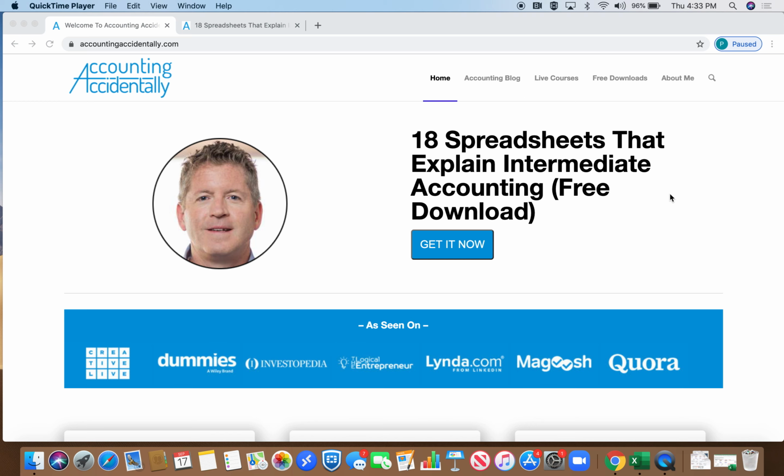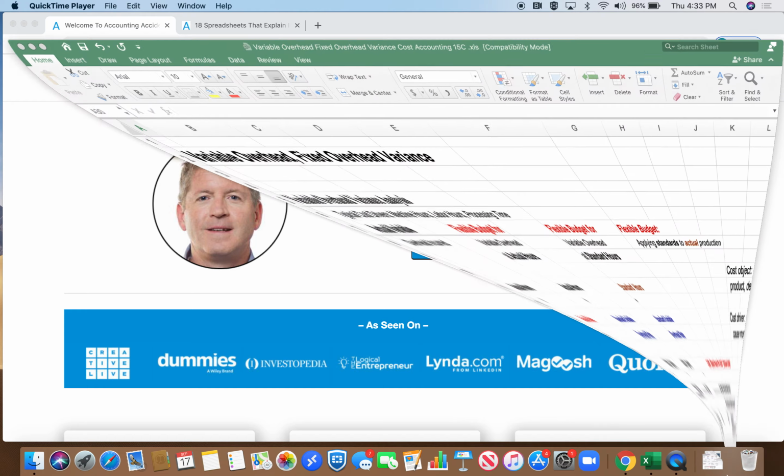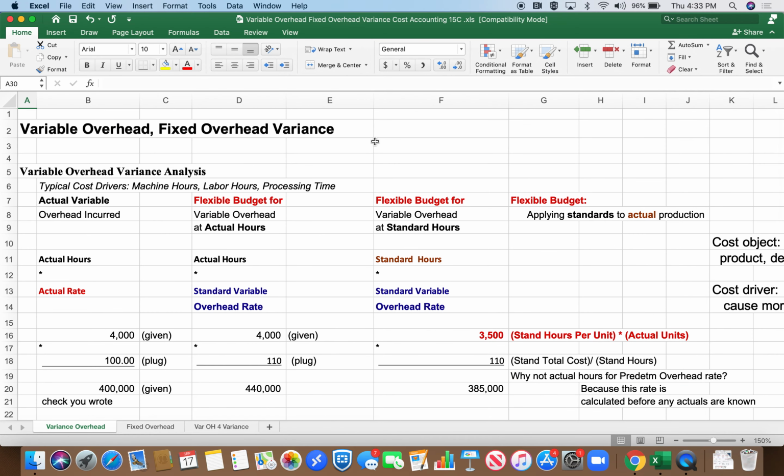So I want to talk about something that's related to my Cost Accounting for Dummies book, which is allocating overhead. We have variable overhead and fixed overhead variance. I think this is technically really challenging, so I wanted to go through some of it, not all of it here. So you've got overhead.